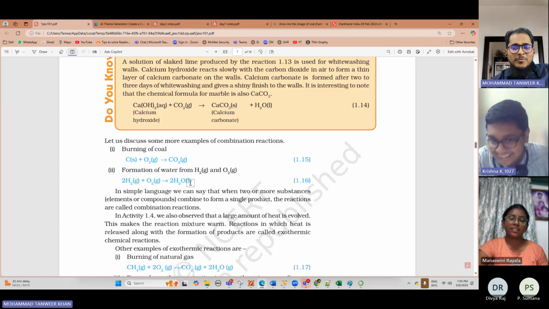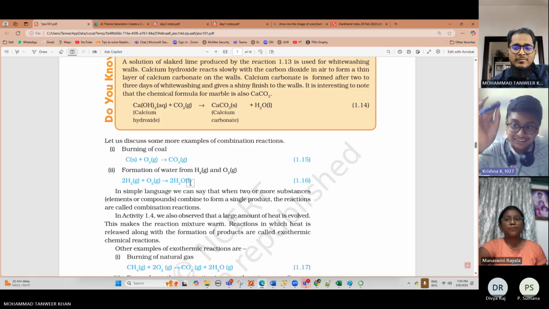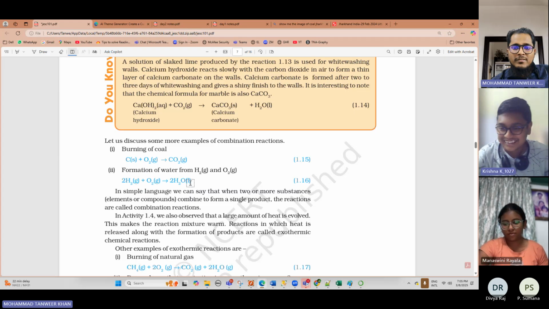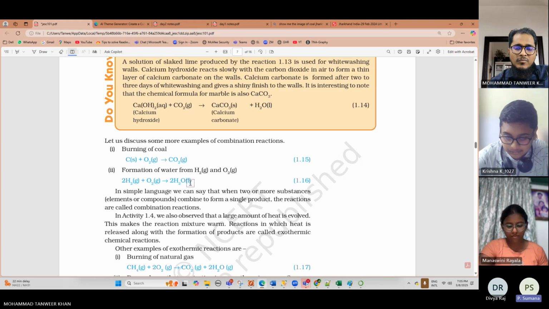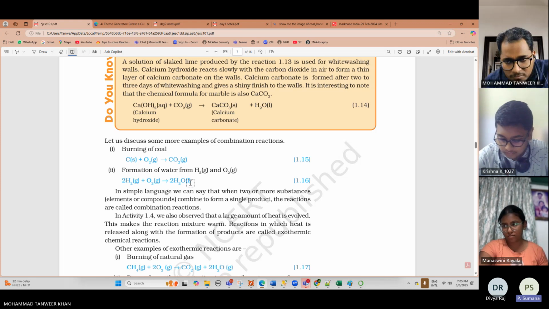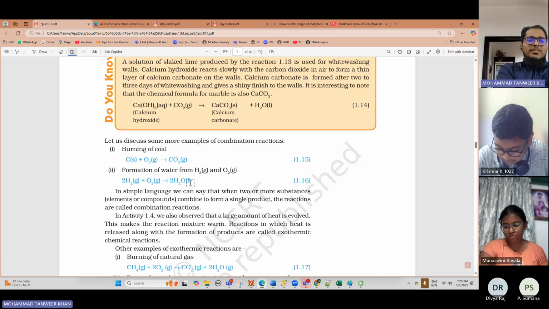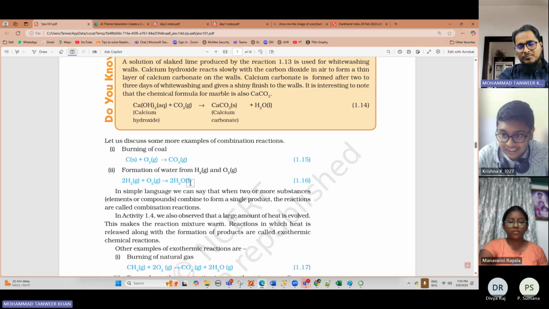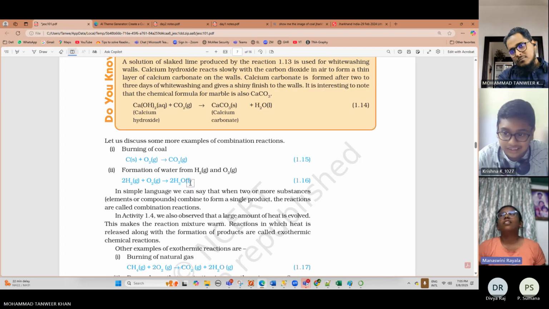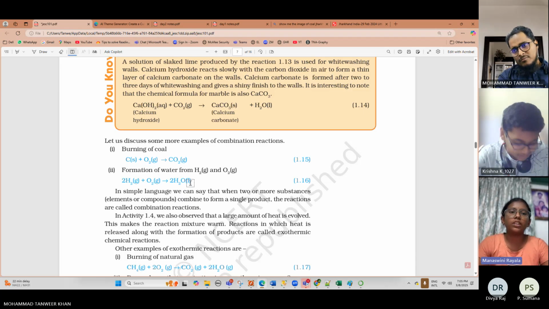Okay. So, who will tell the first reaction? Somna will tell. What was the first reaction, Somna? Calcium oxide plus H2O, water, gives us calcium hydroxide. Okay, good. Plus heat. Second reaction, Manaswini. Sir, carbon plus oxygen, C plus O2 gives us carbon dioxide, CO2.